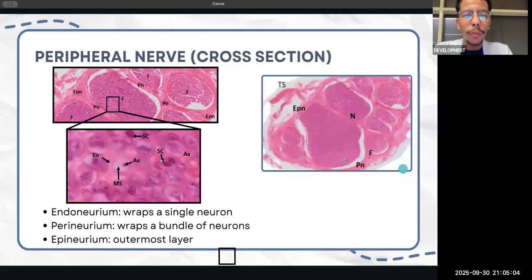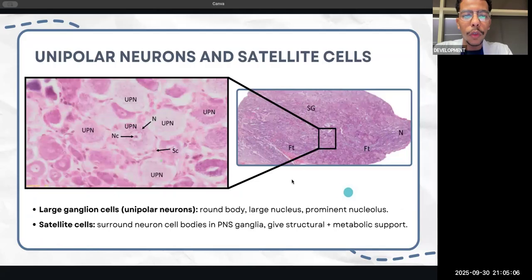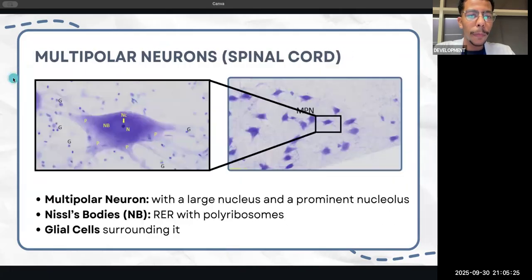But here, in the unipolar, it's just one, so it's one axon, one long axon. That's it. Uni means one. Polar means pole, like it has only one pole. This process means pole here. Can you guys see this? These processes, it means there are many poles, that's why it's called multipolar.